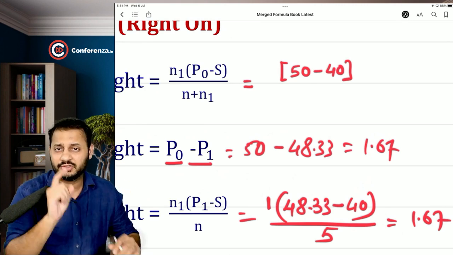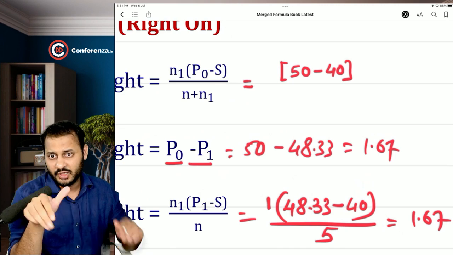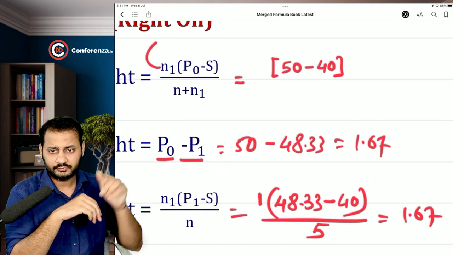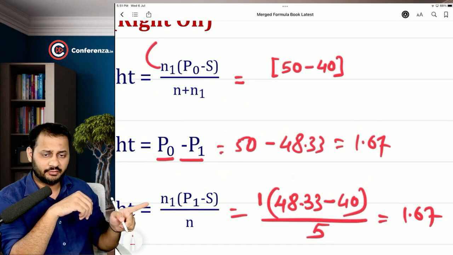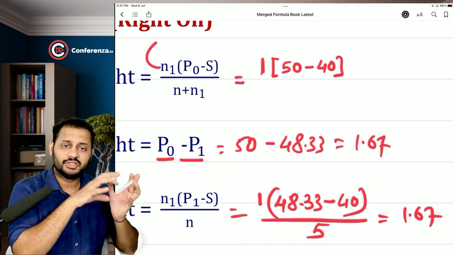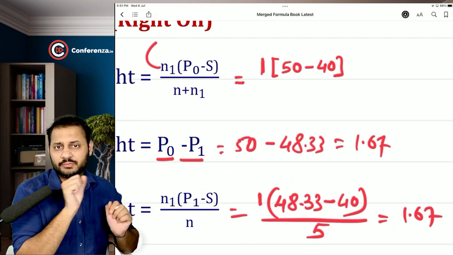And on how many shares? For one share, if you have 5. N1 is the number of new shares. N1 is 1. So we are giving 1 share for every 5. So this total 10 rupees of the discount has been given.